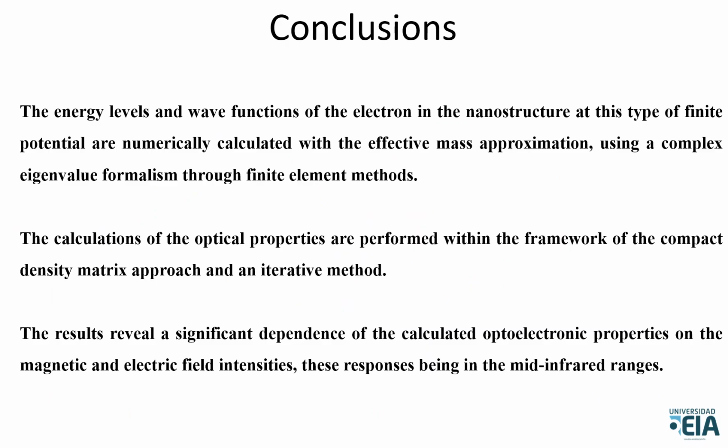Now we reach our conclusions. The energy levels and wave functions of the electron in the nanostructure with this type of finite potential are numerically calculated with the effective mass approximation, using a complex eigenvalue formalism through finite element methods. The calculations of the optical properties are performed within the framework of the compact density matrix approach and an iterative method. The results reveal a significant dependence of the calculated optoelectronic properties on the magnetic and electric field intensities, these responses being in the mid-infrared ranges.